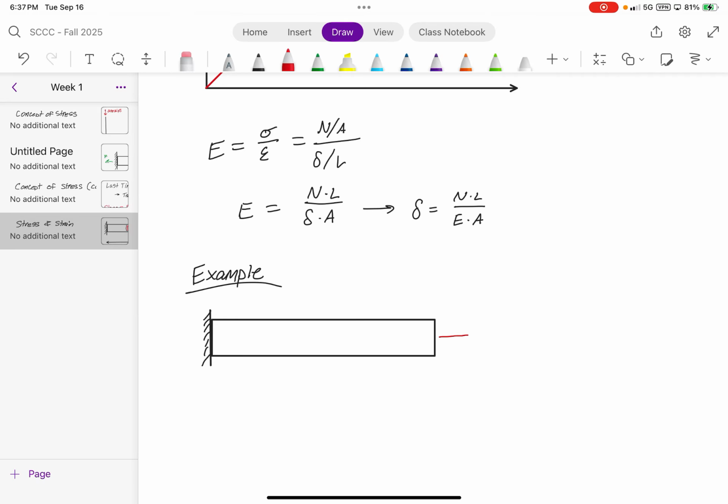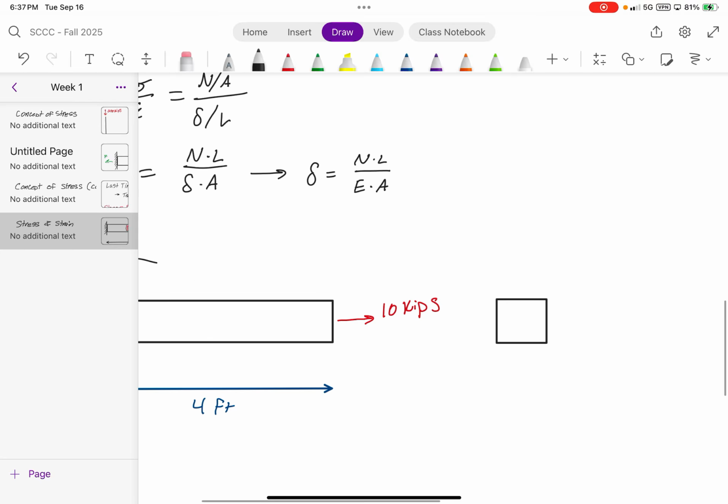Let's say this bar has an axial force in tension of 10 kips. The bar has a length of around, I don't know, 4 feet. The bar is going to be rectangular, or square, in cross-section, 4 inches by 4 inches. Actually, make it smaller. 2 inches by 2 inches.